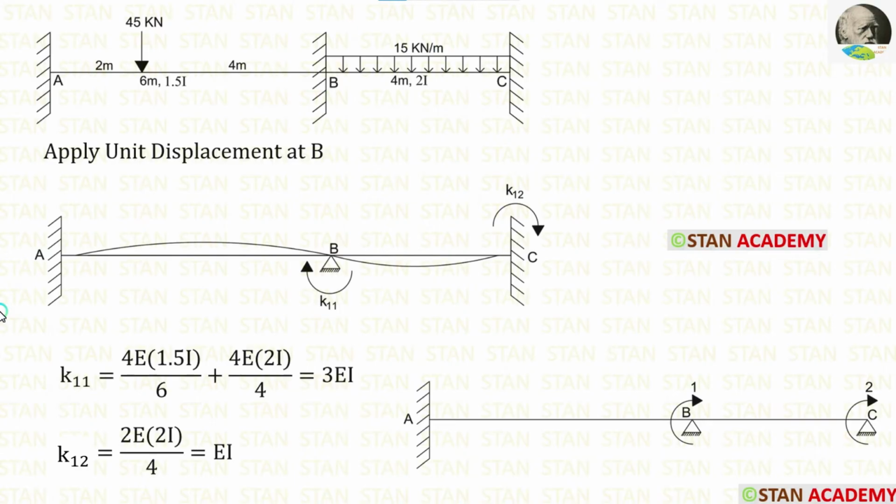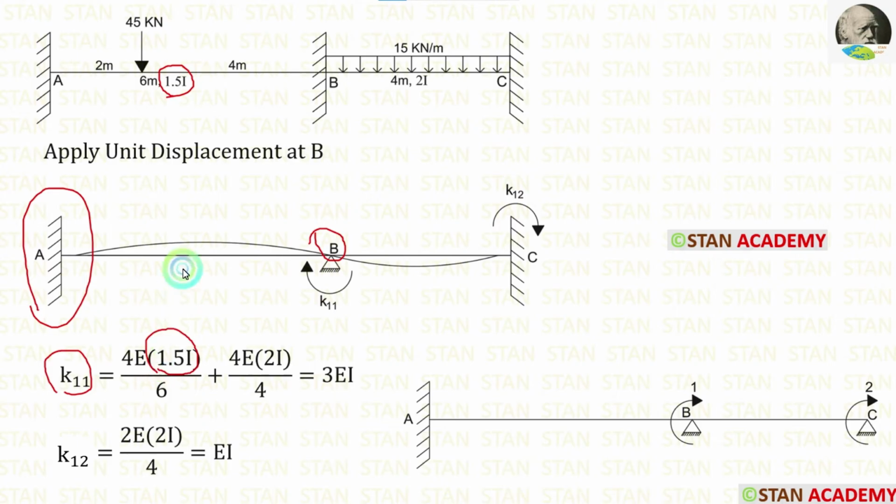Now let us calculate the stiffness values. The stiffness values should be calculated in the order, first from the first coordinate, then from the second coordinate. For that, from the point B, we have to look on both the sides. On the left side, we are having a fixed support. If the far end is fixed, the formula is 4EI upon L. For the span AB, the moment of inertia is 1.5I. So instead of I, we have to apply 1.5I. The length is 6 meter.